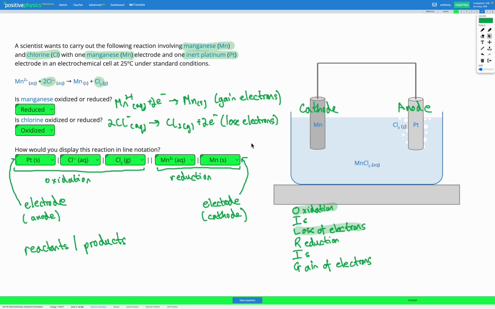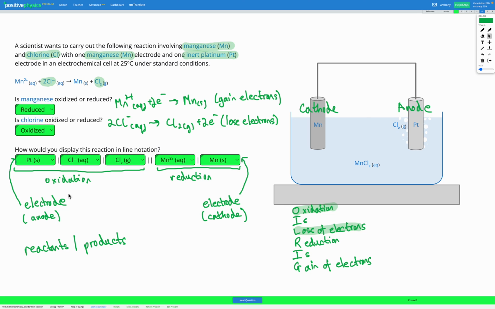So our steps in these questions are first figuring out what's oxidized and what's reduced. The easiest way to do that is by writing a half equation for each of those reactions. If it gains electrons, that means we've got reduction. If it loses electrons, that means we've got oxidation, according to OIL RIG. Then in line notation, the left-hand side is going to be the oxidation half cell, starting with the anode, then with any reactants and products. And then the right-hand side is going to be our reduction half cell, starting with the reactants and then the products, finishing up with the cathode.